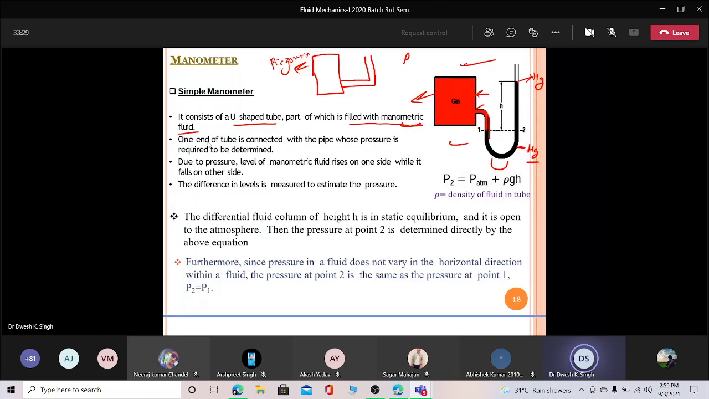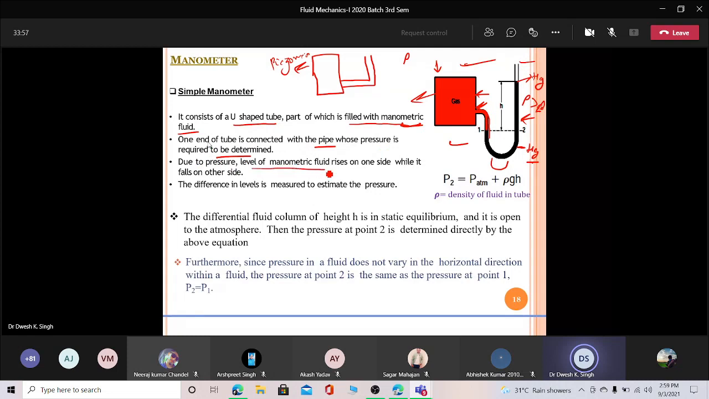See what fluid is inside the container, what fluid is inside the tube, and whether the specific gravity of this is greater than that in the container or not. And accordingly, the phenomenon will occur, because you have the idea now. So in this U-tube manometer, one end is connected with the pipe whose pressure is required to be determined, like here, and one end is open-ended.